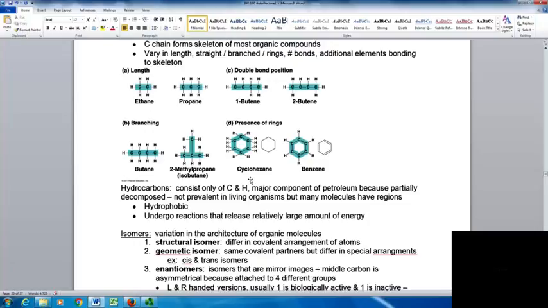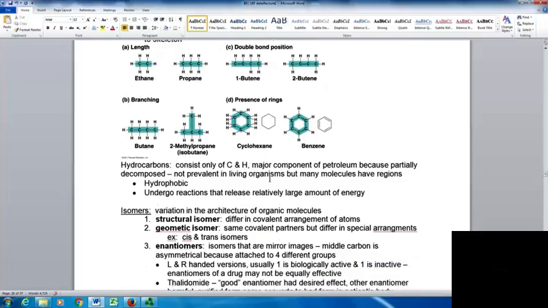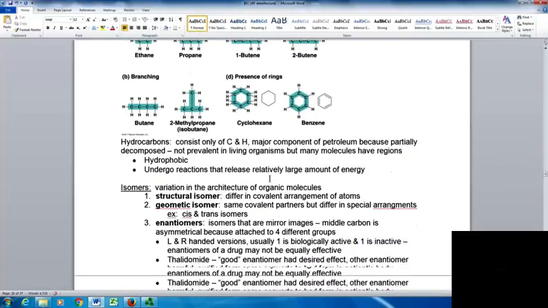If there's rings, you can have cyclohexane, for example, 6 carbons to give you the hex, all single bonds, the ane ending, and cyclo because it's round. Benzene is another example. Here, every other bond is a double bond, and you've got 6 carbons. So hydrocarbons consist only of carbon and hydrogen.